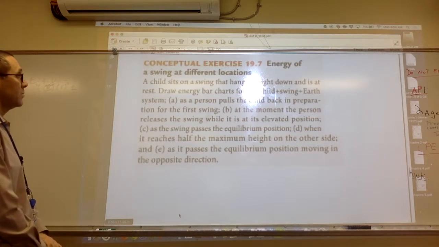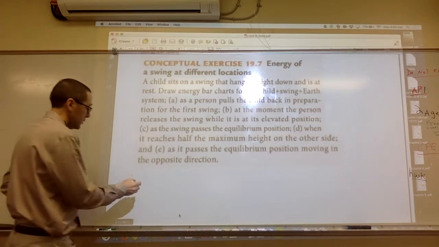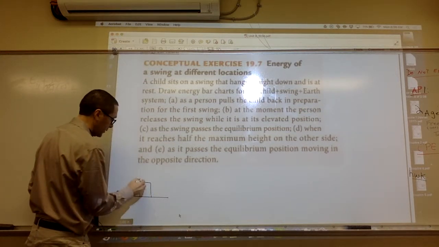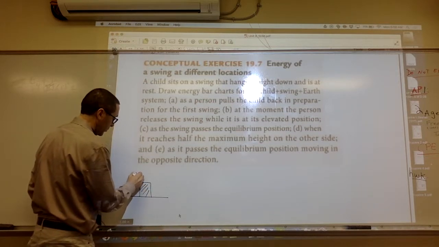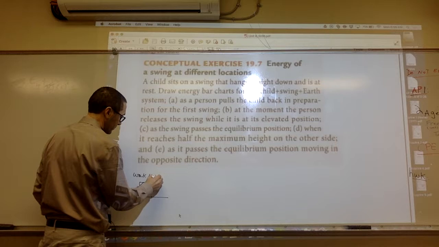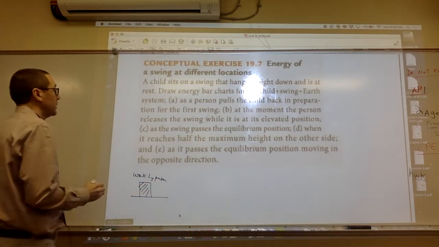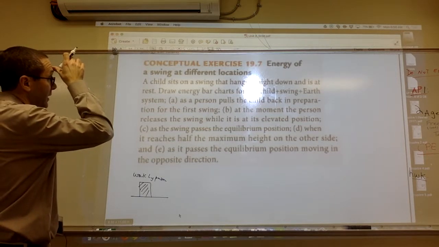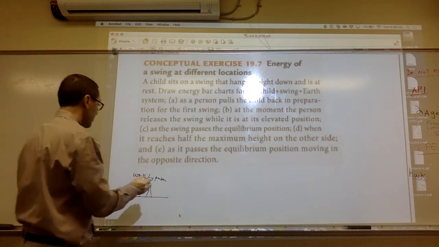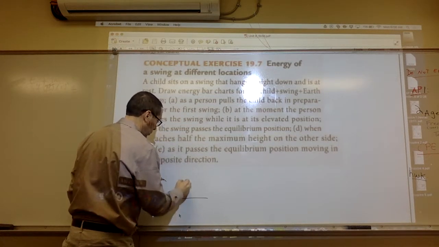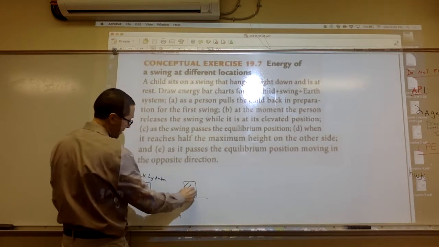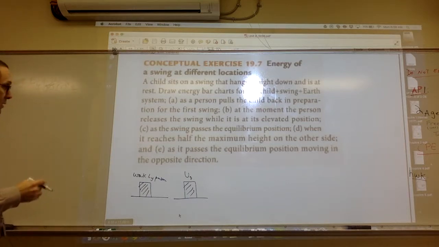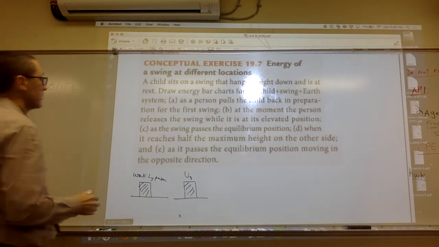Okay, as the person pulls the child back in preparation for the first swing, they're doing some work. So this is basically the work done by the person. Now for part B, at the moment the person releases the swing while it is at its elevated position, basically all that work, the same amount, is now gravitational potential energy in the swing and in the child.